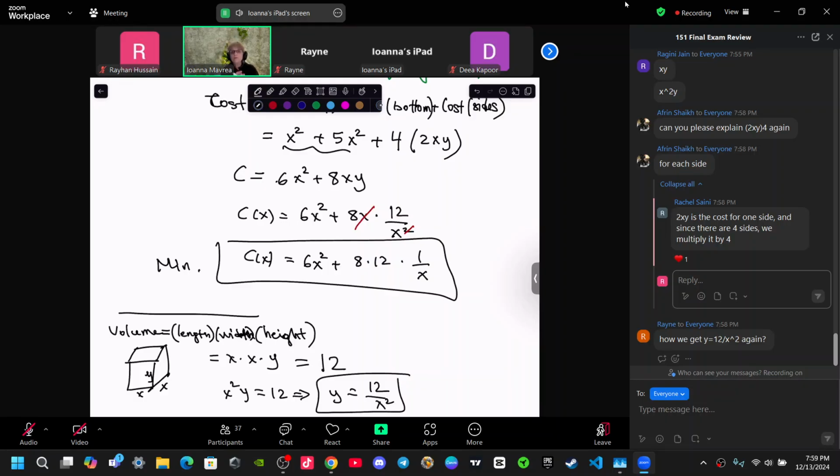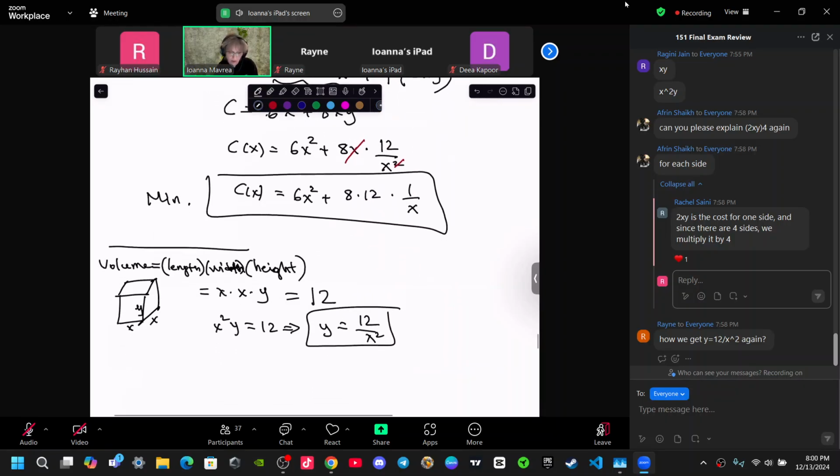So the problem will give you something to get rid of one of the variables. See, the first sentence, the volume is 12. I'm like, okay, who cares? Because I'm finding cost that has to do with area. There's a reason they gave you the volume, so you can replace the y, right?